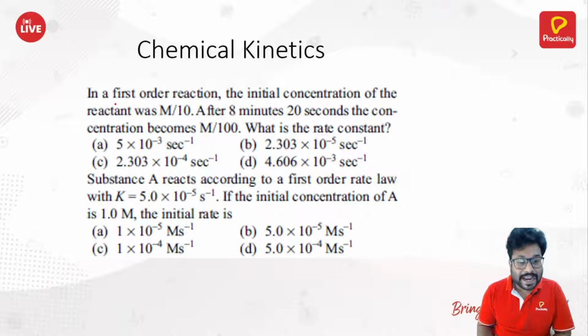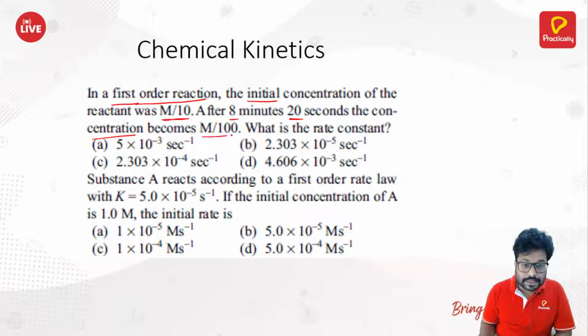Next one. In a first order reaction, the initial concentration of reactant was M by 10. After 8 minutes and 20 seconds, the concentration becomes M by 100. What is the rate constant?